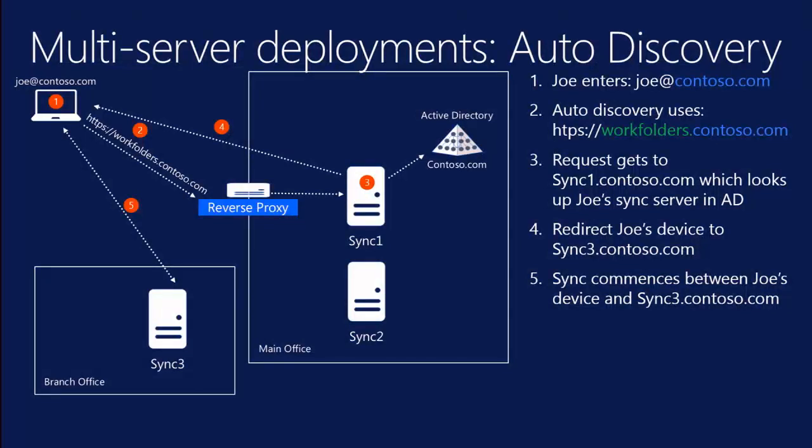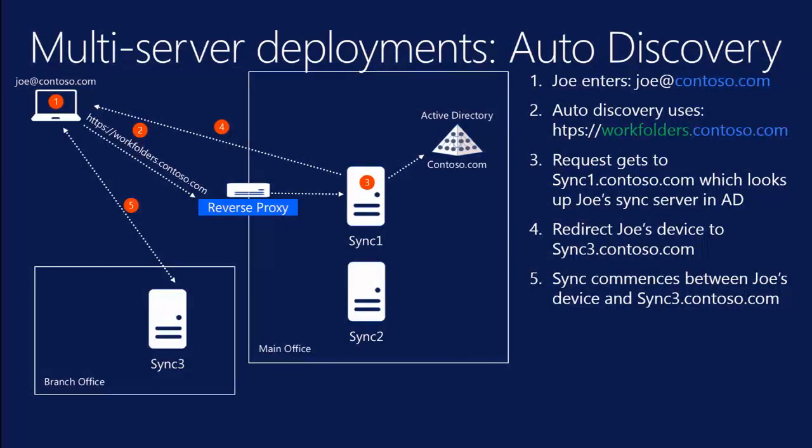So the flow is, let's say I'm Joe at contoso.com. When I enter Joe at contoso.com, what the Work Folders client does is take that and translate it to the server being at workfolders.contoso.com. That URL gets to one of the sync servers, or multiple sync servers. You can do round robin or whatever you'd like to do. And then, let's say in this case, it got to sync 1.